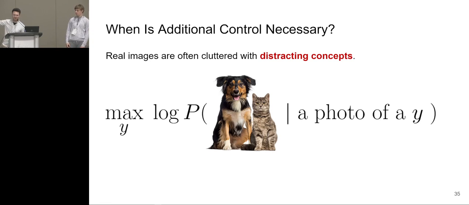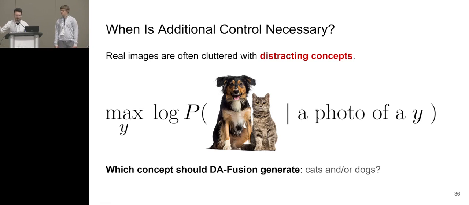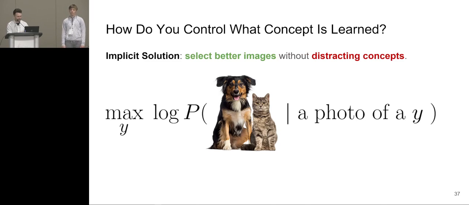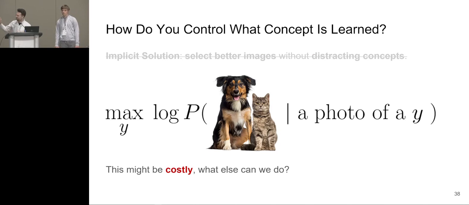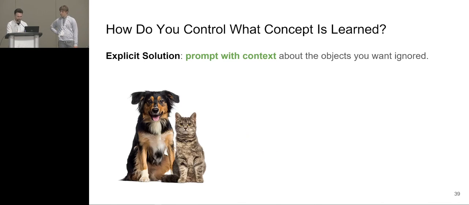For example, if we show DA Fusion this picture that has a dog and a cat, it's unclear, without providing any additional context, if this is the only image, which of these concepts the model should focus on when generating augmentations. The implicit solution here would be to select a better data set that doesn't have distracting concepts, but this is not a good solution because often collecting a data set is costly. And as Max is going to talk about, when collecting a data set in the real world, it can take a lot of human labor, and it's often not realistic to do this in every domain. So what else can we do?